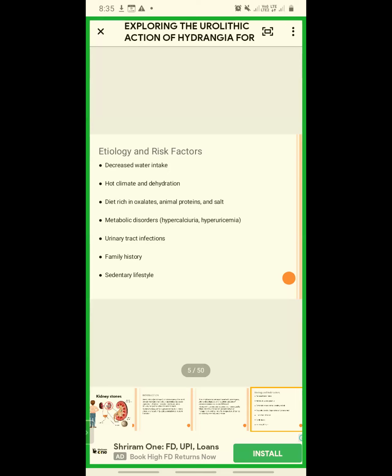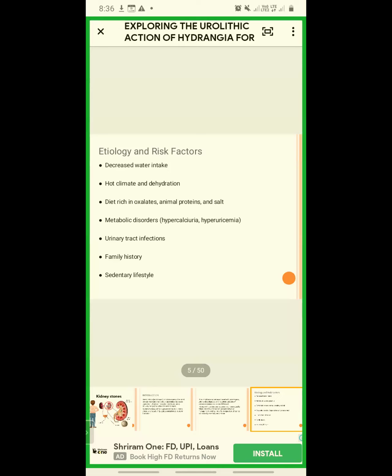Then some metabolic disorders like hypercalciuria and hyperuricemia, and also hyperparathyroidism, which is commonly described as a disease of bones, stones, abdominal groans, and psychic moans. This disorder has an increased amount of calcium production in the body, which in turn deposits in major parts of the body, and it also acts as a causative agent for renal calculi. Next one is urinary tract infections, frequent urinary tract infection, then family history, and also a sedentary life.